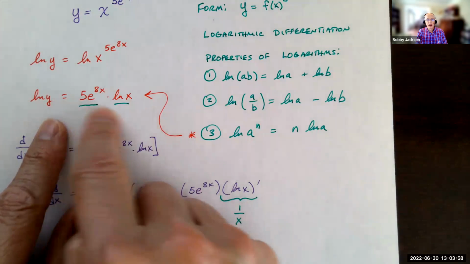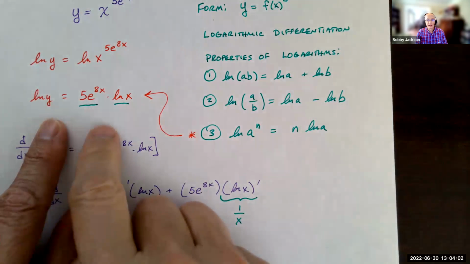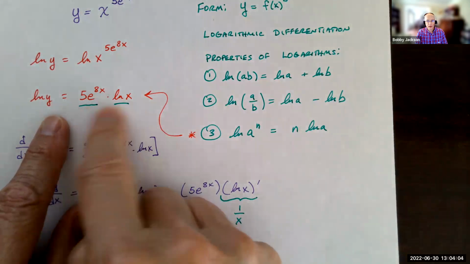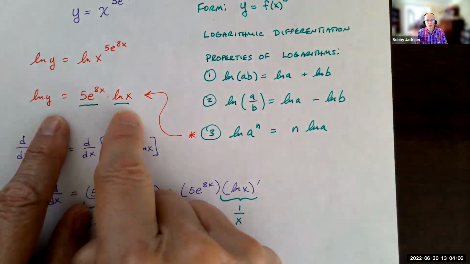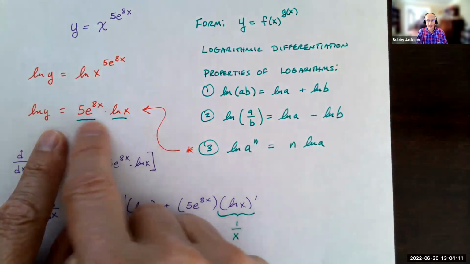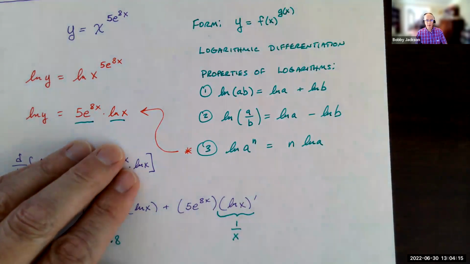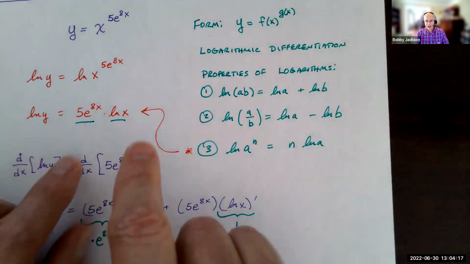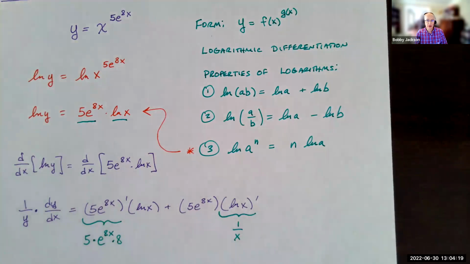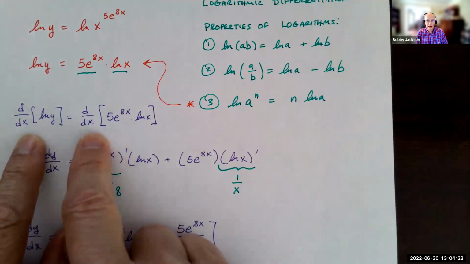And now I can find the derivative here. Of course, I'm going to find the derivative with respect to x. Over on the right-hand side, it's just the product rule. So I've changed it from an exponential expression into a product. And that's the neat thing about these properties of logarithms that allow us to essentially simplify the function and then differentiate. Okay, so the process of differentiating with respect to x of both sides.